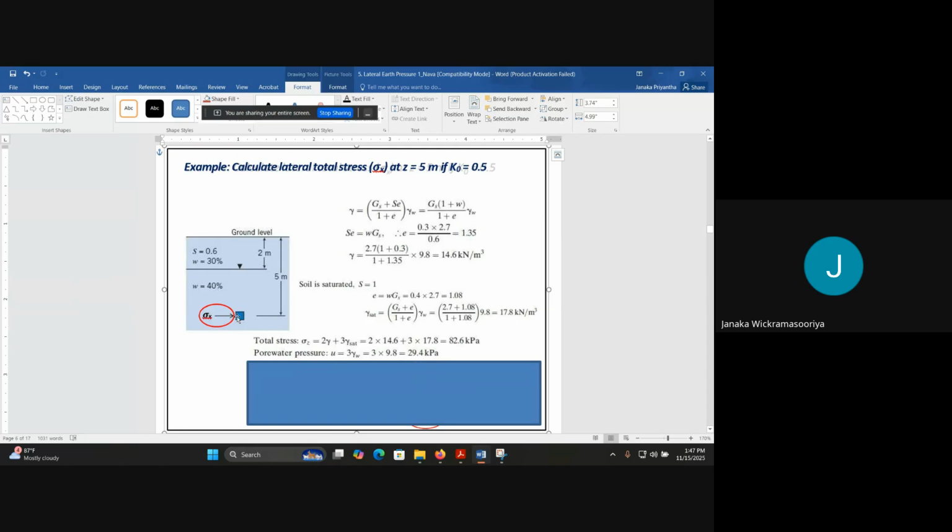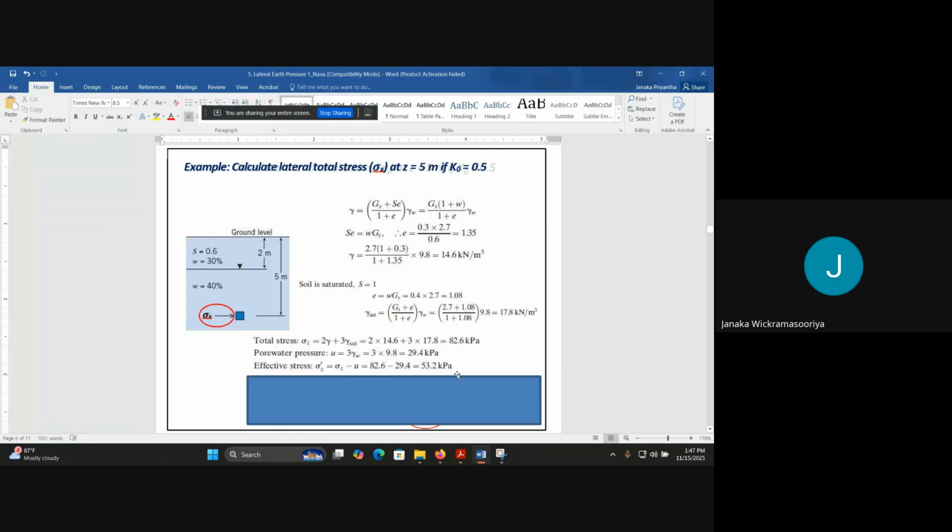So you have the total vertical stress at this point, and the pore water pressure at this point. Now, consider that the pore water pressure is isotropic, right? That means the same pore water pressure acts in every direction. But if you consider the horizontal stress, that is anisotropic. So first we have to determine the effective stress at this particular point. It is this one.